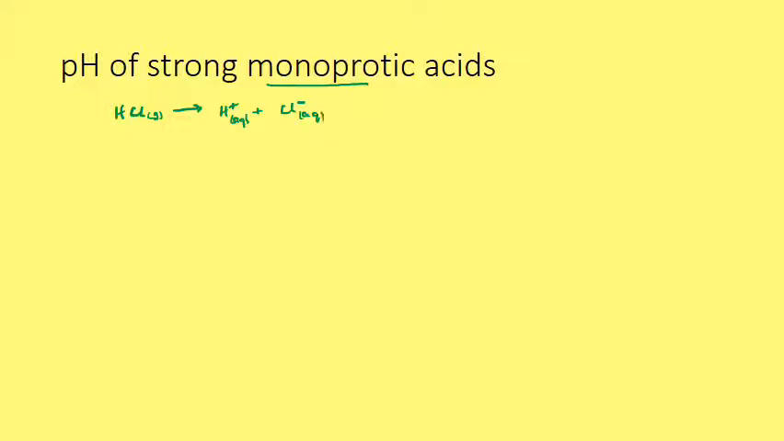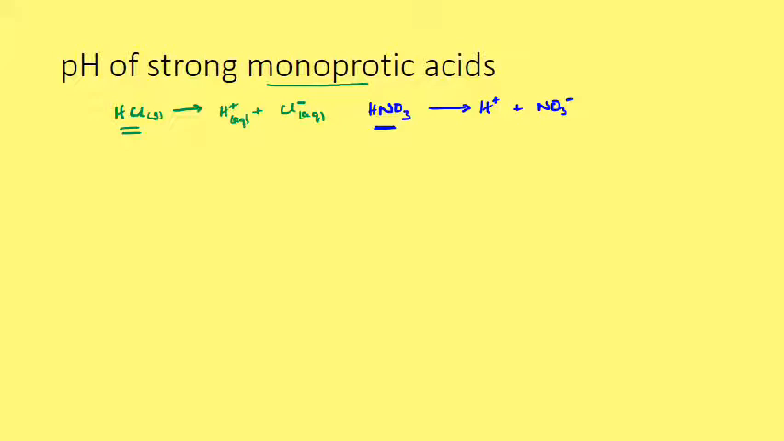And another example might be nitric acid. So nitric acid, HNO3, when that dissolves, that fully dissociates into one proton and also one nitrate ion. So you can see in both cases that's a one-to-one relationship of hydrogen ions to the acid molecules, where these are the acid molecules, of course, in either case.